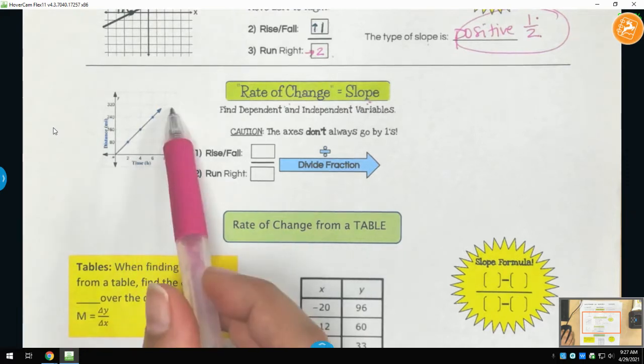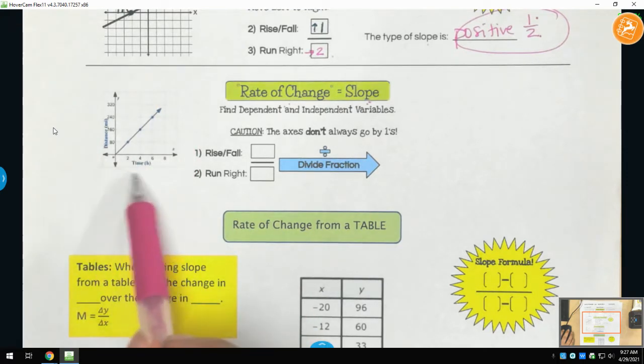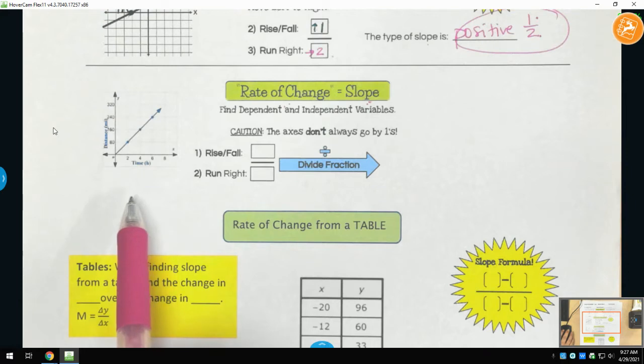So we have another graph here, but this one's going to be more of a real world, application type of problem.